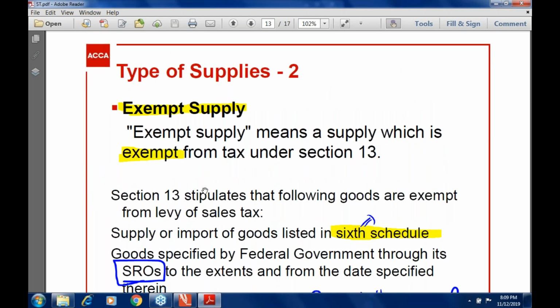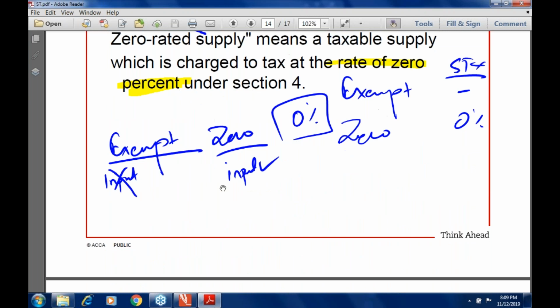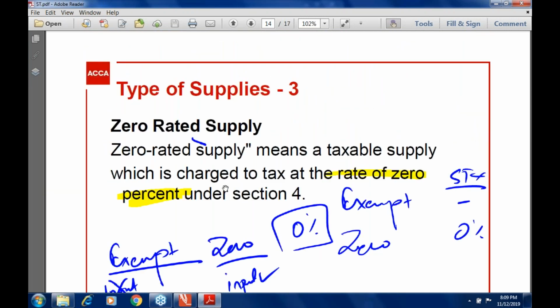We discussed that the exempt supply actually means those supplies which are mentioned in the sixth schedule. Then we talked about the concept of zero rated, and we talked about that the zero rated actually means the supplies which are taxed at 0%. I did discuss the basic difference between the exempt and the zero rated supplies.